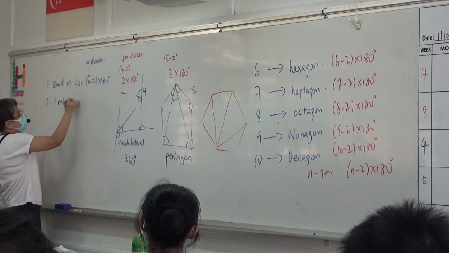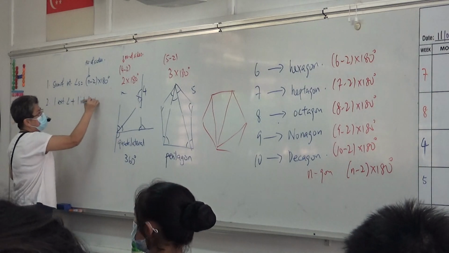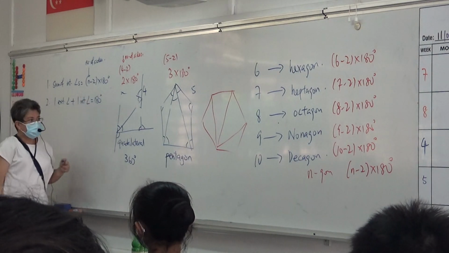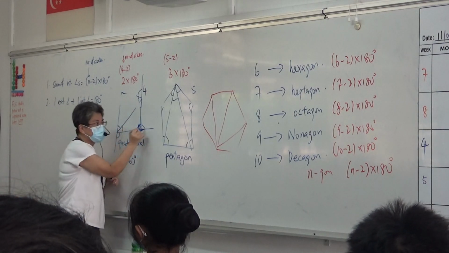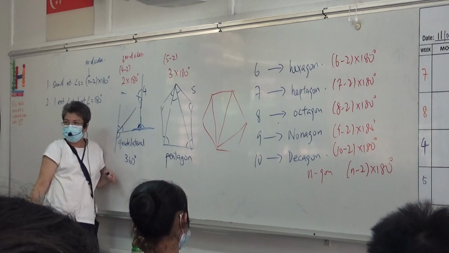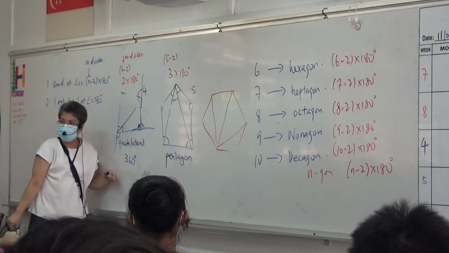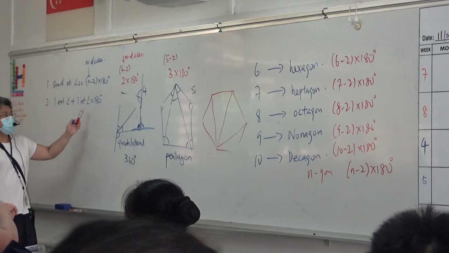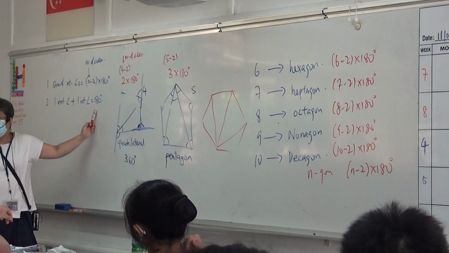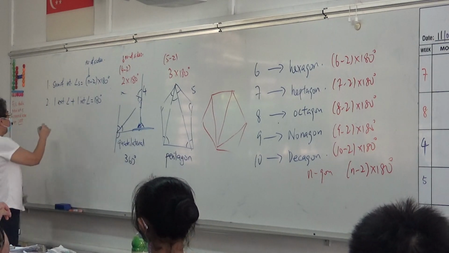1 exterior angle plus 1 interior angle is 180 degrees. Now, do you agree that this is an interior angle? This is an exterior angle. Do you agree this is a straight line? What's adjacent angles on a straight line? 180. So, 1 interior angle plus 1 exterior angle is 180. This is not given in your formula sheet. Okay? Now, number 3.